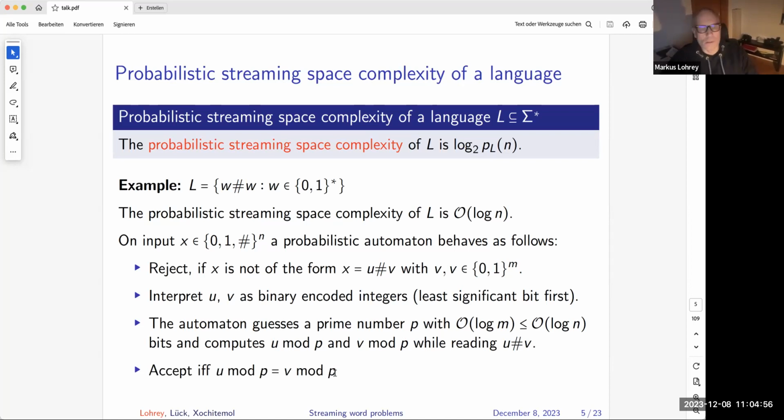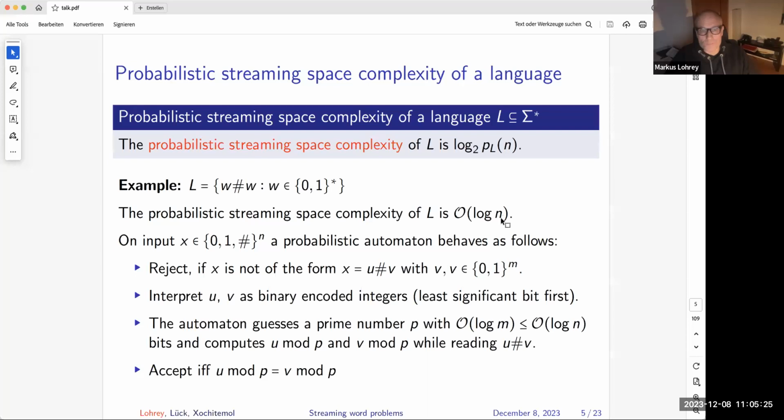You can show using standard results about prime density. I mean, you do not need any sophisticated results in this direction. You can show that the probability of an error is very small. This can be shown. This is a simple example of a streaming algorithm for a non-regular language. And the space complexity is low. It's logarithmic in the length of the input word.